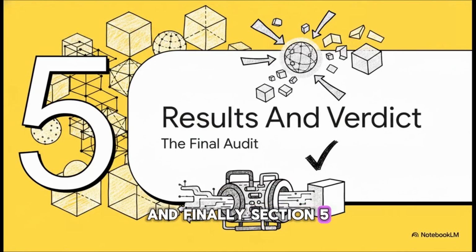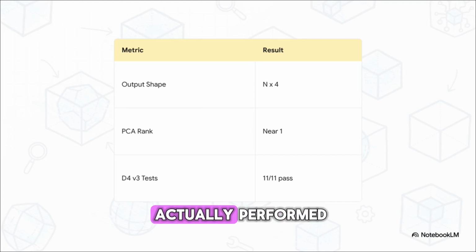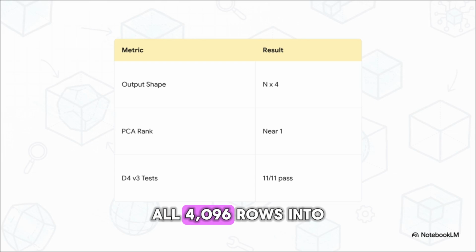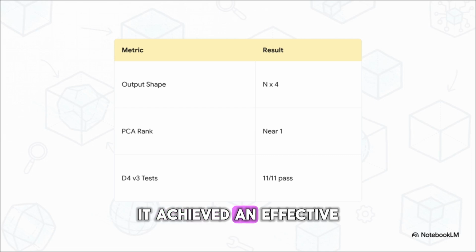And finally, Section 5, Final Results and Verdict. So the crucial point is how the final model actually performed. The V5B Lite extractor successfully processed all 4,096 rows into a perfectly aligned 4,096 by 10 matrix. It crushed the validation, passing 11 out of 11 strict contract tests and 10 out of 10 permutation tests. It achieved an effective rank of 4.6649 and a solid entropy score of 1.5401. Because of these rock-solid metrics, the final verdict for the VEILBreaker extractor was a resounding promotion candidate. It did exactly what it set out to do.